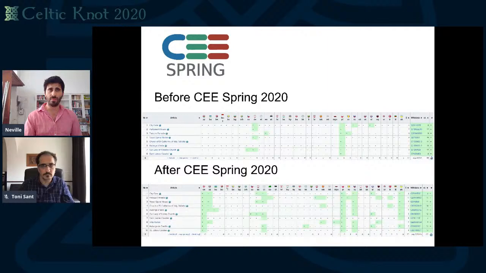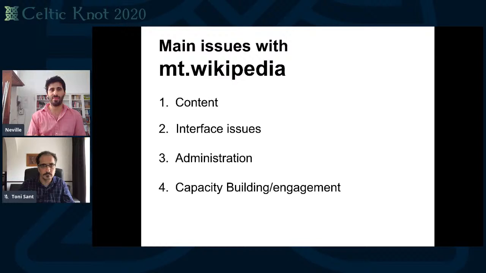When we were carrying out this analysis, we tried to identify the main issues that need work in terms of the Maltese language Wikipedia, and we put them under four main headlines, these being content, issues related to the interface and how people actually navigate through Maltese language Wikipedia, administration and the management of the content, and capacity building and engagement.